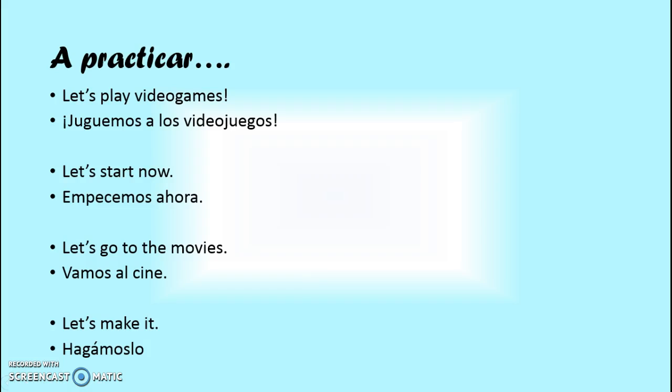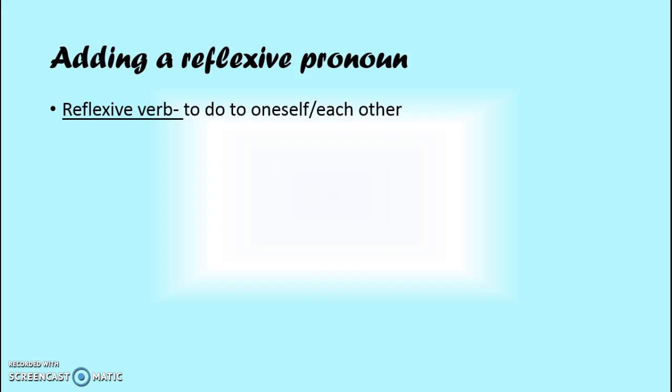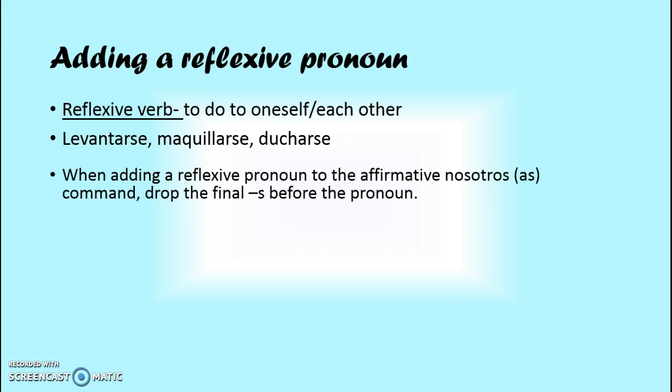and there will always be an accent mark because there are no nosotros commands that are just one syllable. Now let's add a reflexive pronoun to the end of these commands. Remember, reflexive is something that you do to yourself or things that are done to each other. Examples would be levantarse, to wake oneself up, maquillarse, to put makeup on oneself, and ducharse, to bathe oneself or to shower oneself. So when adding a reflexive pronoun to the affirmative nosotros command or nosotras command, you drop the final S before the pronoun.